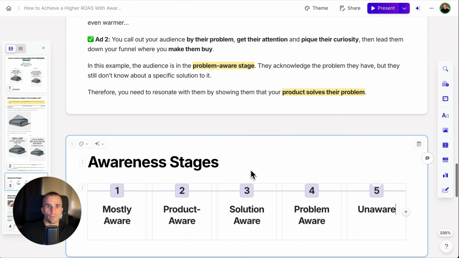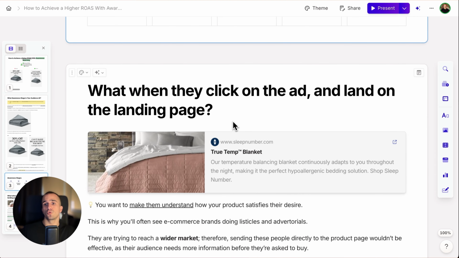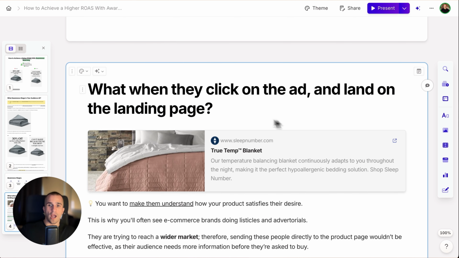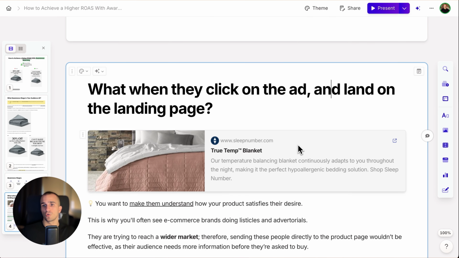So now that we have covered these awareness stages, what you should do and how you should optimize your website experience if they click on your ad and when they land on your landing page. So I have prepared one example for one brand that is selling this cooling blanket, which is why I wanted to show you this example.